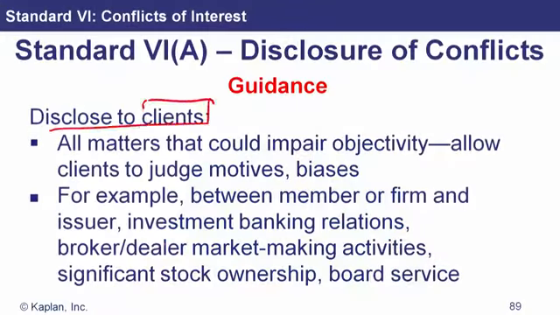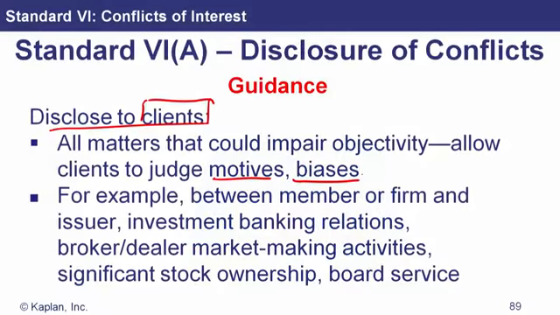So in terms of guidance here, disclose to clients. Let's talk about clients first. All matters that could impair objectivity, and that allows the clients to judge our motives and our potential biases, right? So if we're saying, look, I'm recommending a buy on this company, but I also serve on the company's board, and I have stock options that incentivize me, well, now I'm getting you to buy these securities. My recommendation may be something you agree with, but at least as the client, you have knowledge of my conflict, so you can say, well, do I trust this guy? Are his biases overwhelming his better judgment here?